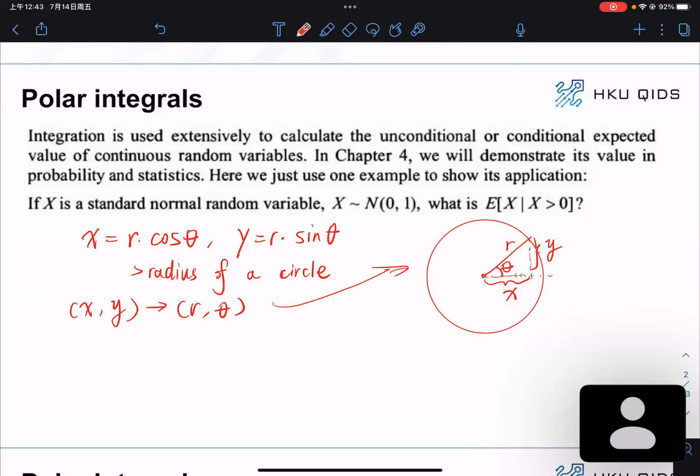So the problem asks: if x is a standard normal random variable, which means it follows the standard normal distribution, N(0, 1), what is the expected value of x, conditional on x being larger than 0?